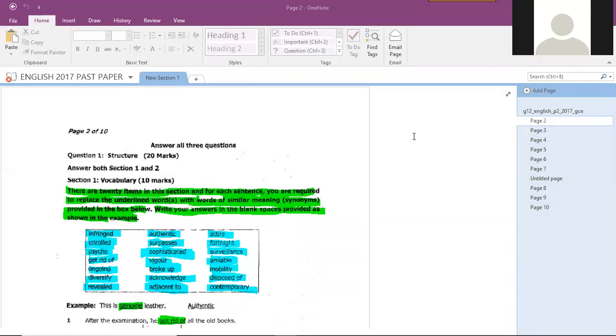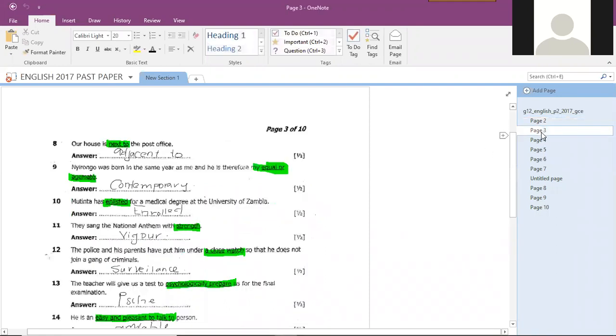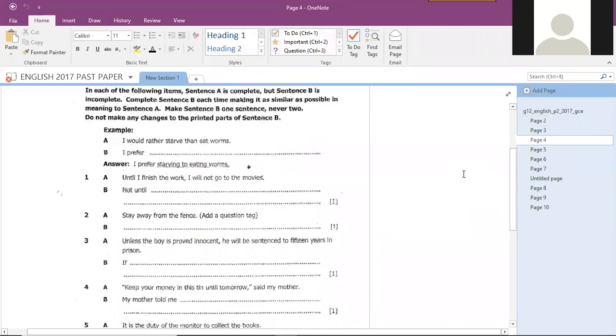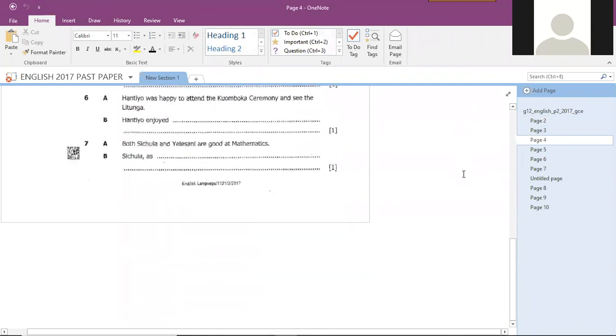So last time we did the section A part, or the question one part of English, which is strictly vocabulary, where you are given a list of questions that are a list of words that are synonymous in meaning, and you sort of have to fill in the blanks. This is what we did in the previous English class. So today our main focus will be this part.